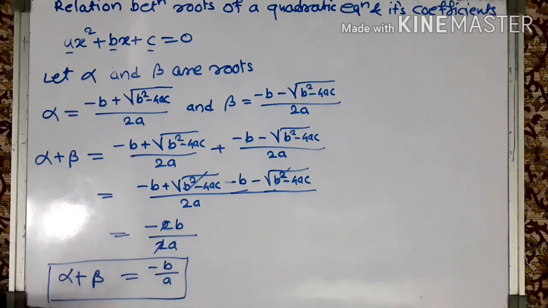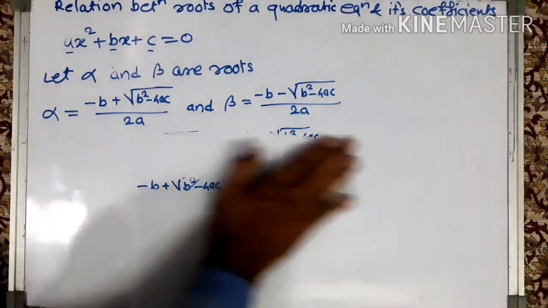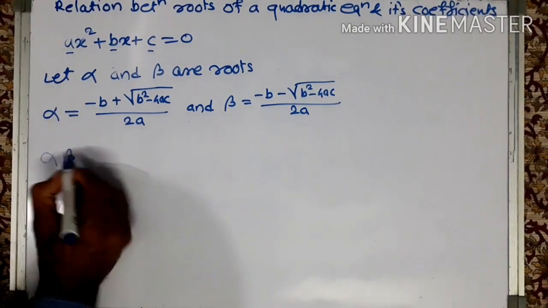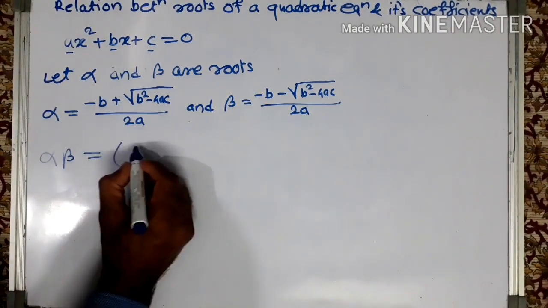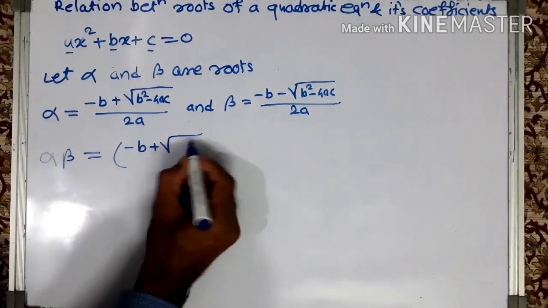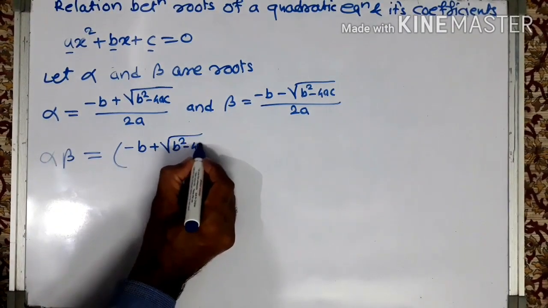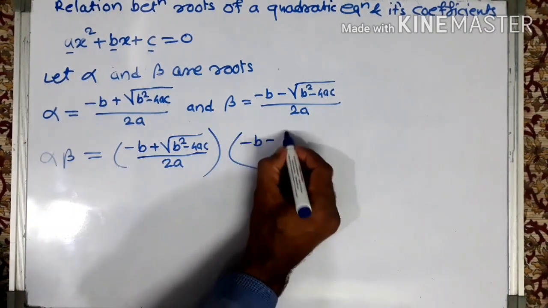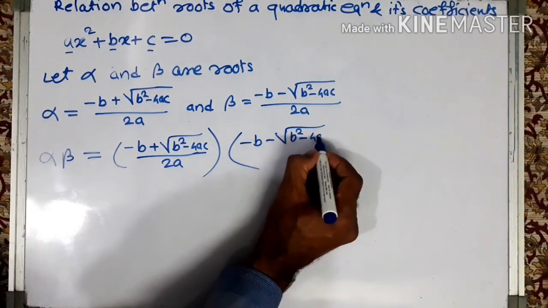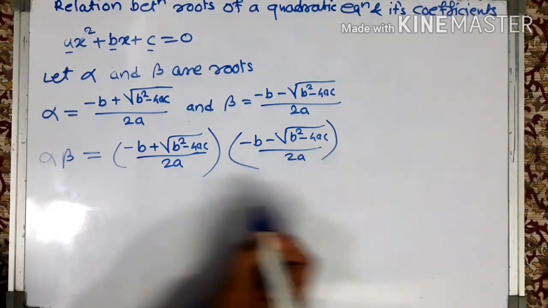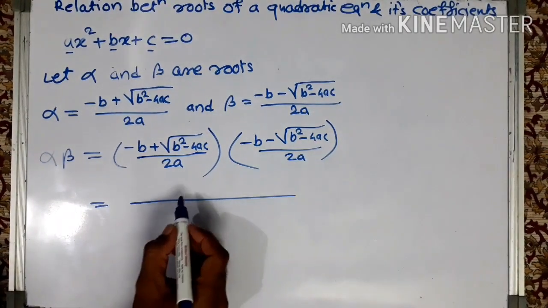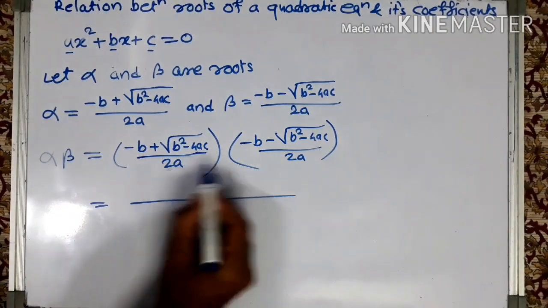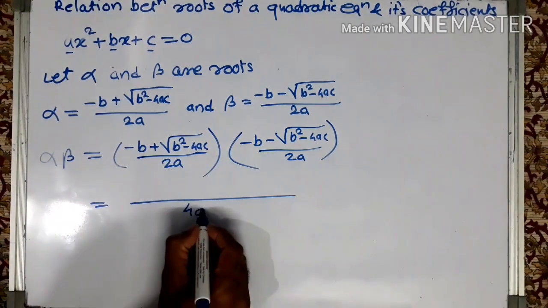Now when we multiply these roots, we get another relation, alpha into beta. So the first root is minus b plus root b square minus 4ac upon 2a, into the second root, minus b minus root b square minus 4ac upon 2a. Now we are going to multiply these two brackets. Here the multiplication of denominators: 2 into 2 is 4, a into a is a square.